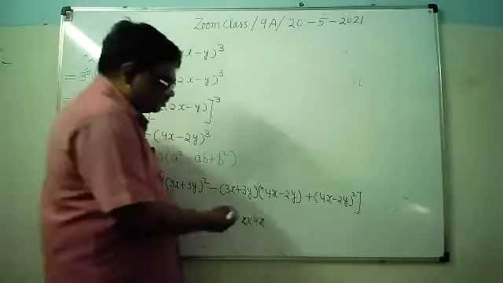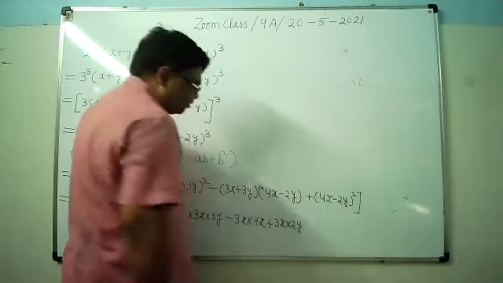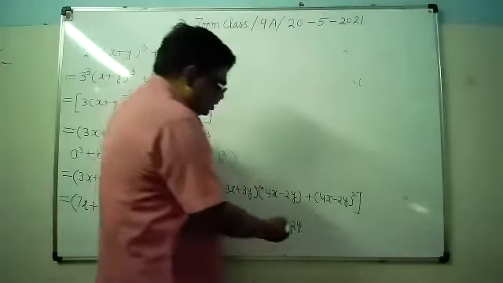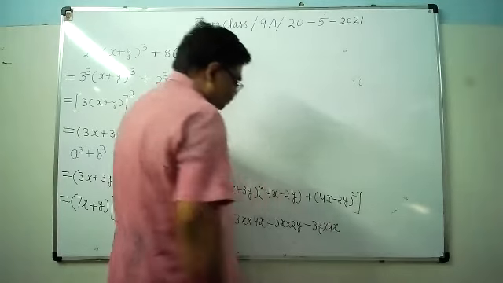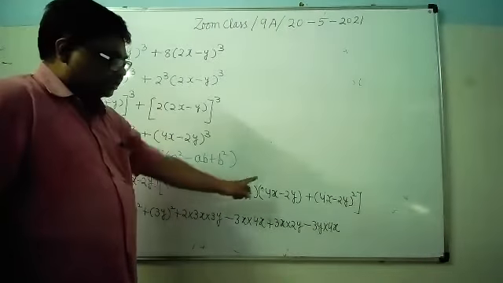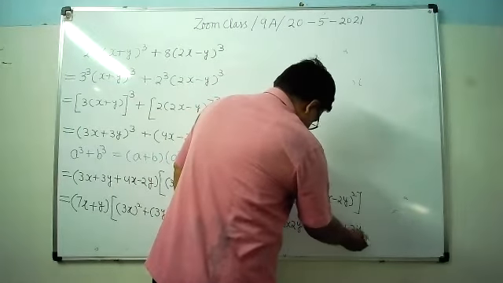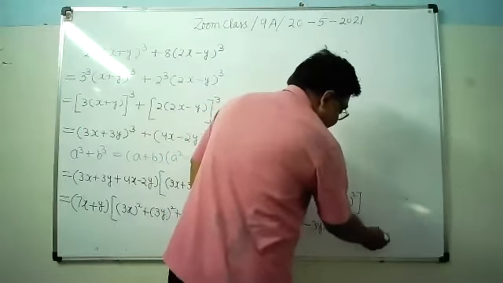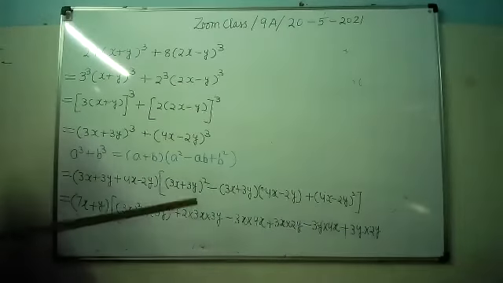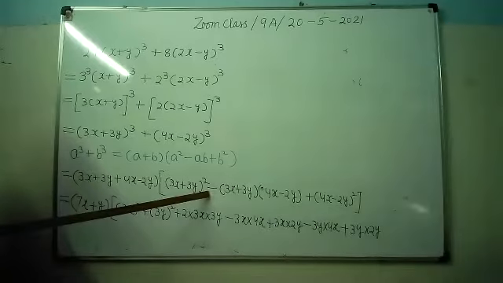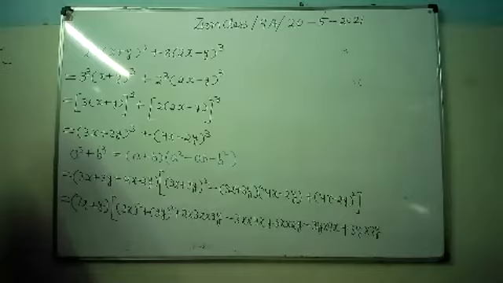Minus minus plus 3x into y. Then this is minus 3y into 4x. And this is minus minus plus, so it will be 3y into 2y. You can see here, because of this minus sign, all terms' sign change. सभी terms के sign change हो जाएंगे.